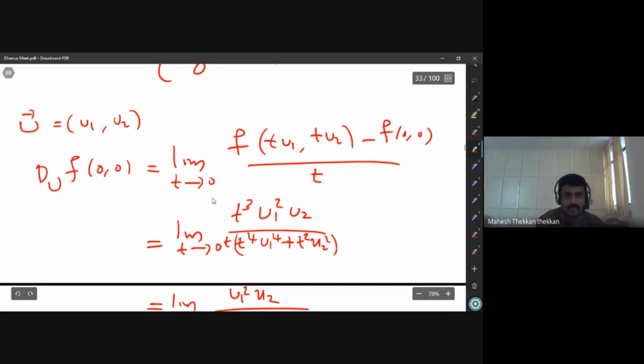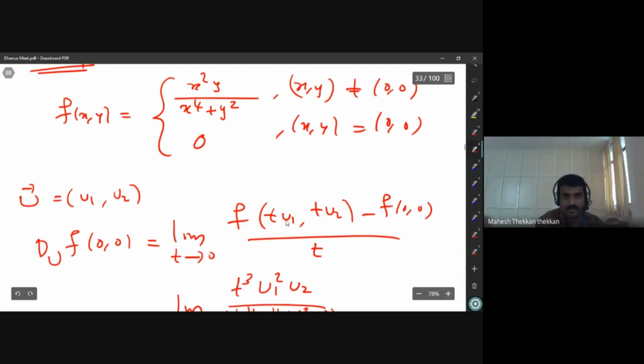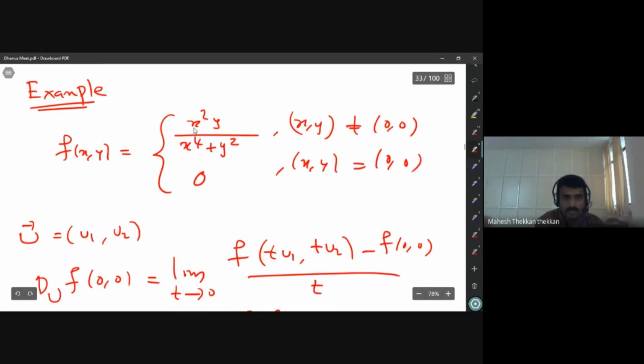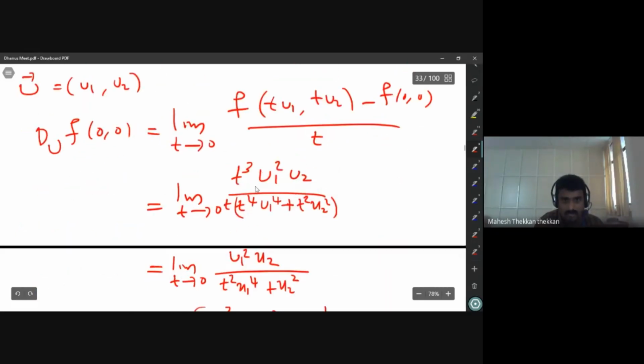Okay. Now you look at what is f of t u1, t u2. You have to substitute the value here. So in the numerator, what you will get? t u1 times t square u1 square. Then you have to substitute t u2, so total how many t's come there? t cube. t cube into u1 square into u2. That is in the numerator: t cube into u1 square into u2.